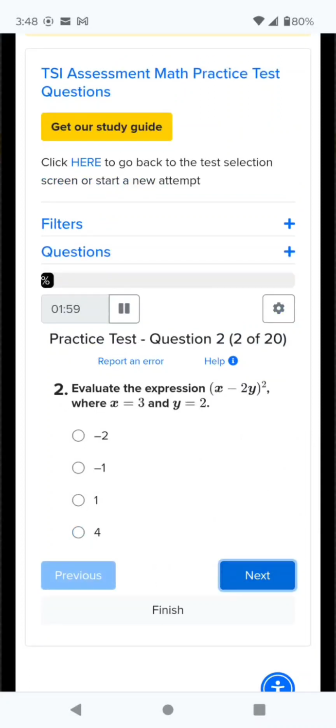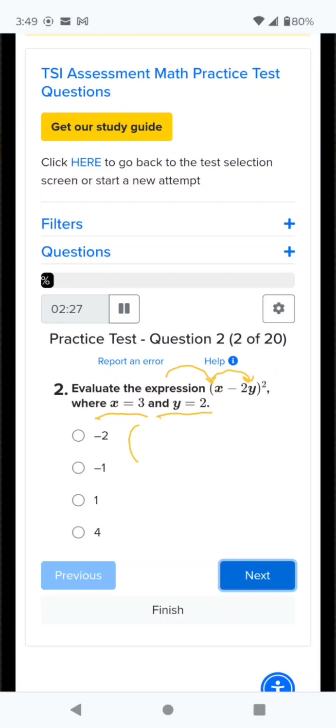The next question says, evaluate the expression x minus 2y squared, where x is equal to 3 and y is equal to 2. All right, so for this one, this is just an algebraic expression problem. I'm going to change my color, see if yellow looks good. X is equal to 3, y is equal to 2. I'm going to simply substitute those values in for the variables.